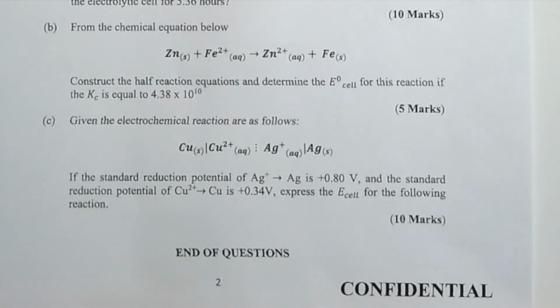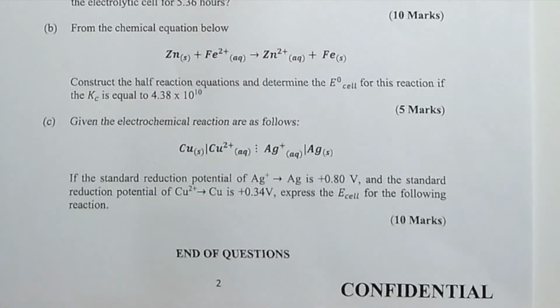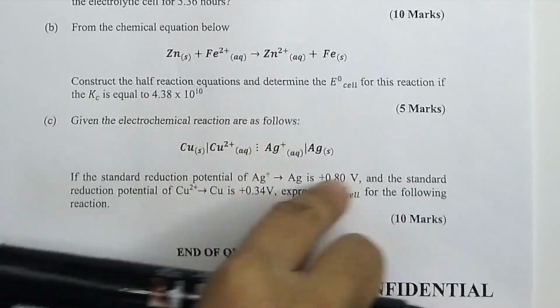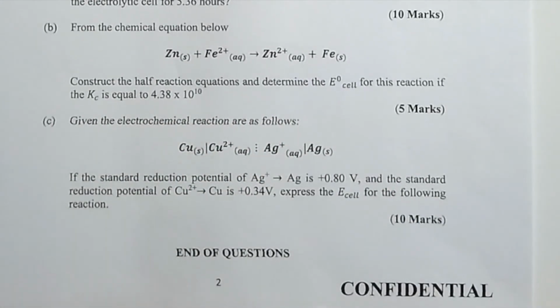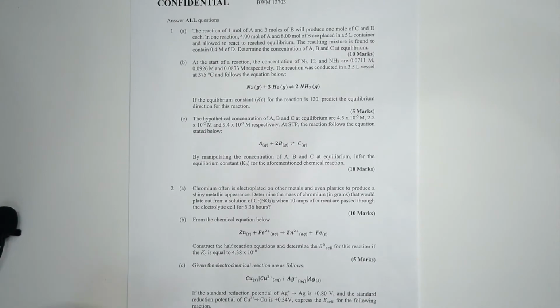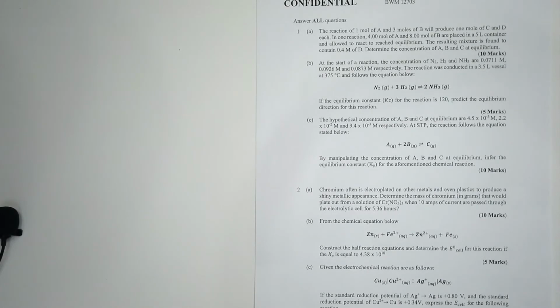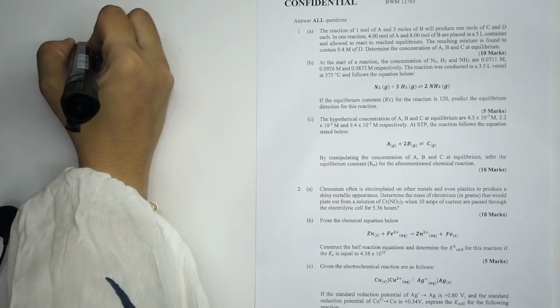So from this question, the first thing that you need to look at is which one will undergo oxidation and which one will undergo reduction. Obviously here the copper shall go through oxidation and this one shall undergo the reduction. So you need to know which one is the anode and which one is the cathode. The tip here is: reduction occurs at the cathode. So we are going to write the anode first.